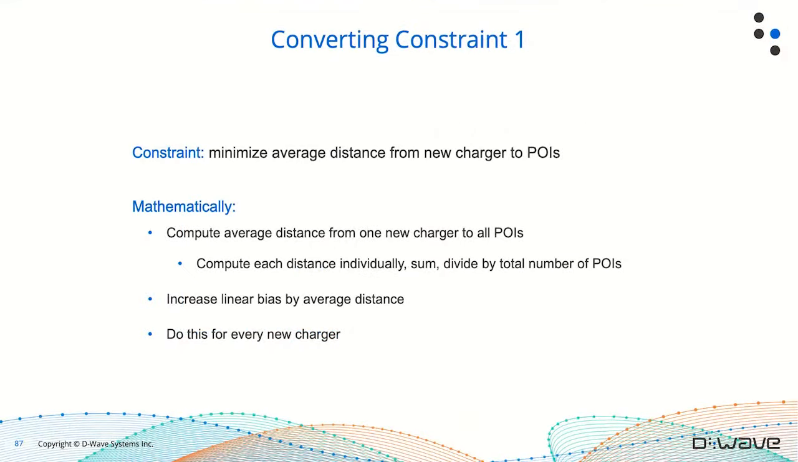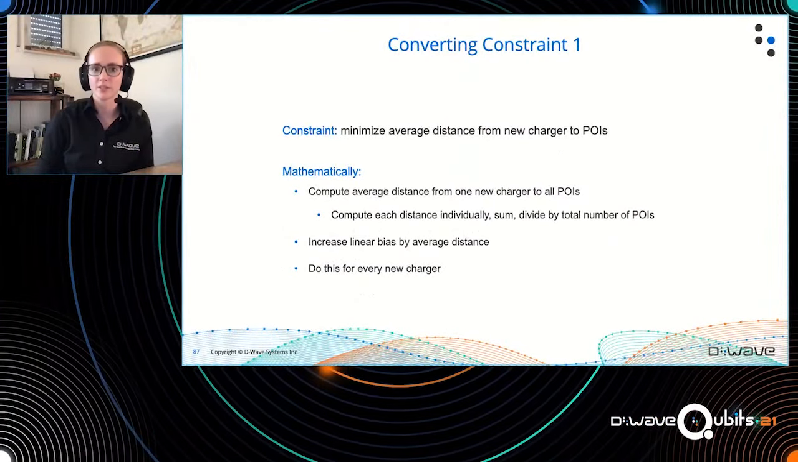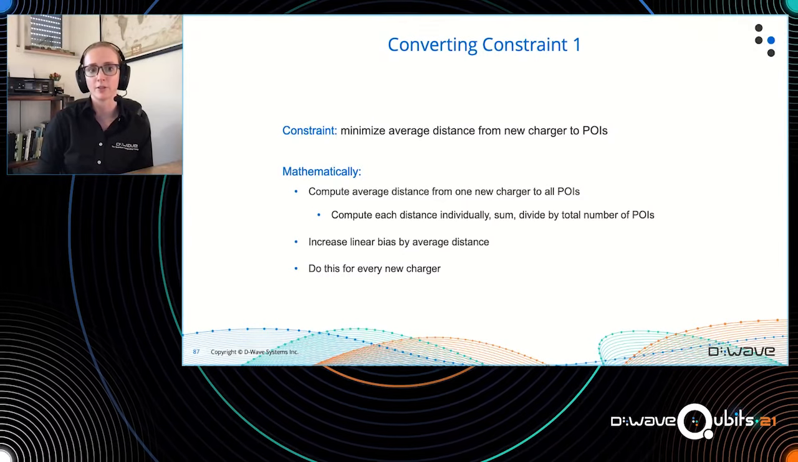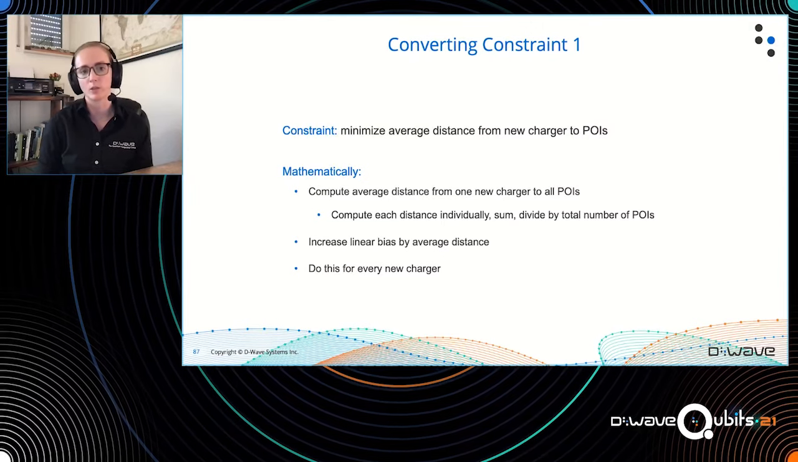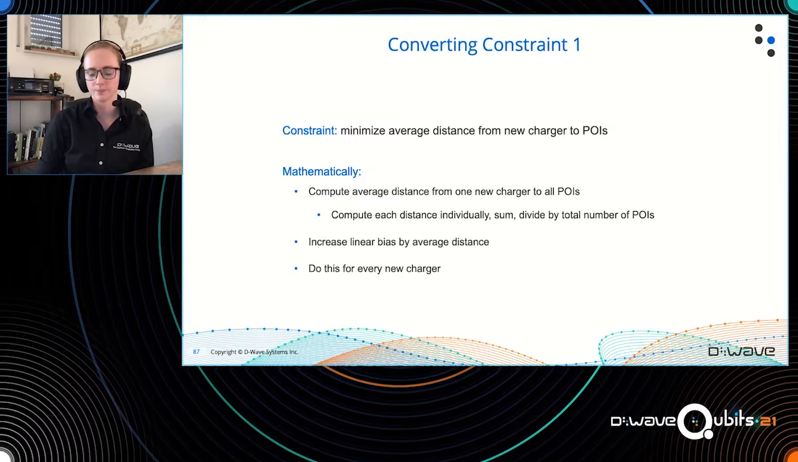All right. So basically what we're doing, just to summarize the mathematics, because that's how we're going to build up the NumPy operations, is we're computing the average distance from one new charger to all points of interest. We're going to do that by computing each distance individually, so from the new charger to each point of interest, add those distances all up, and then divide by the total number of points of interest. And that's going to give us an average. Then we increase the linear bias by this average distance with some Lagrange parameter. And we do that in that for loop for every new charger.